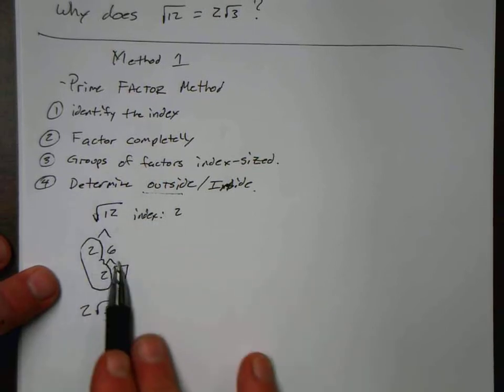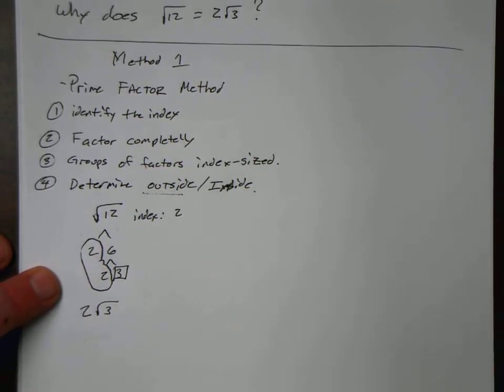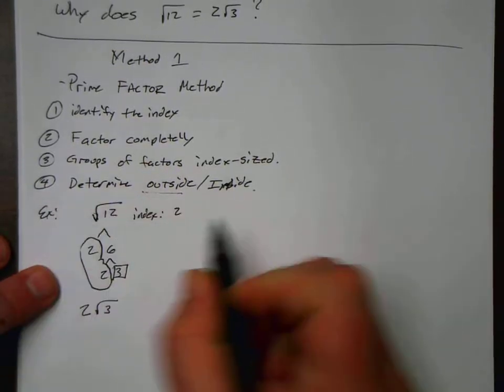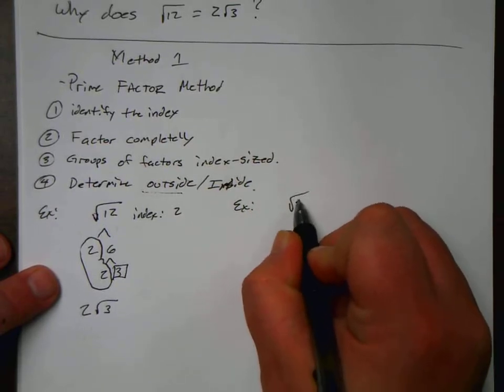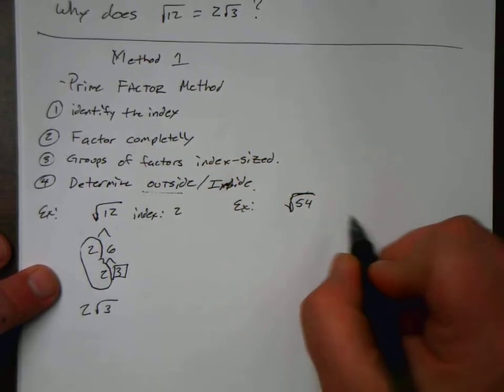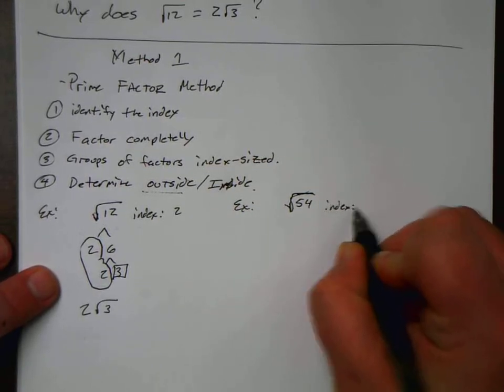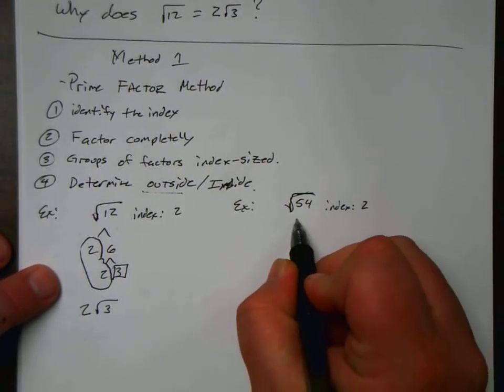This is a really simple example because there are only 3 prime factors. Now let's take a look at something that might be a little bit more disgusting. Ooh, I like this one. Another example, so this is example 1. Let's take a look at the square root of 54. Again, my index is a 2. And now I want to factor.